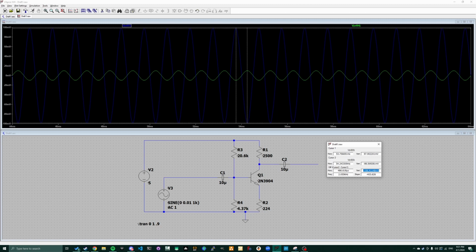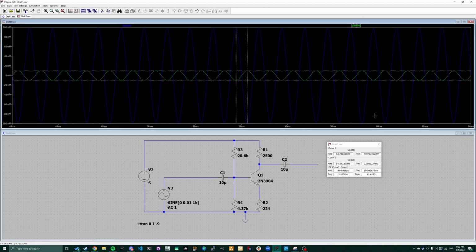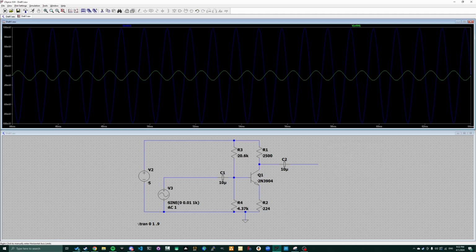196 millivolts out at this point here. Now if I change the cursors to the green trace to see what the input is, 19.96 in. So 196 millivolts out divided by 19.9 is a gain of 9.8, which is well within 10% of the gain that we wanted for this amplifier.